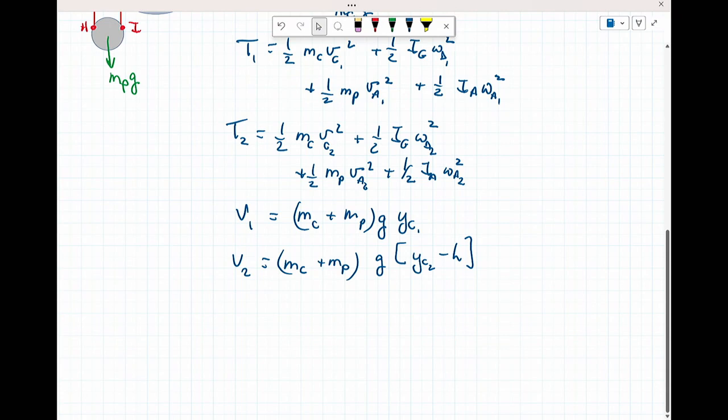So the two potential energies are just going to be gravitational potential. There are no springs and no friction that we're dealing with. Everything is there that I need. But my problem is this pulley over here.